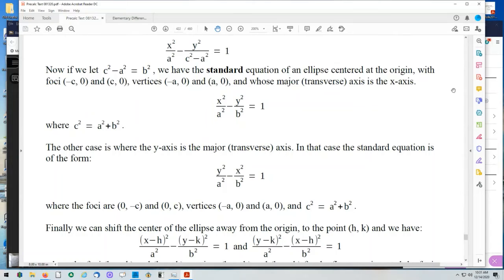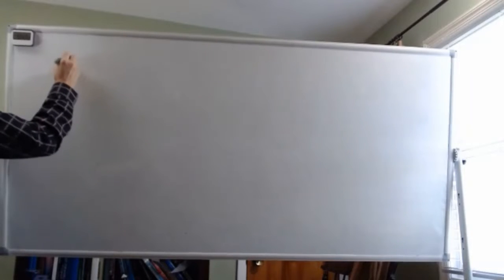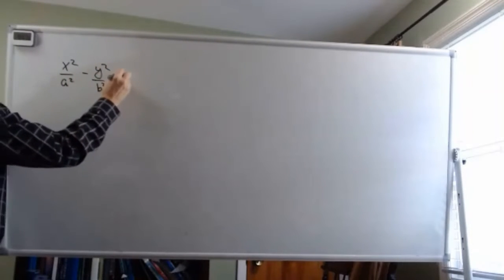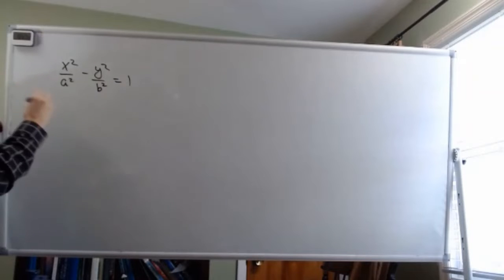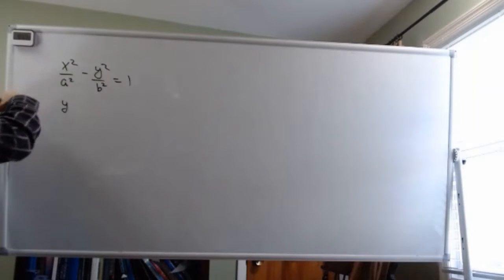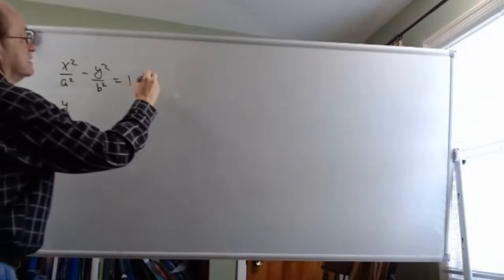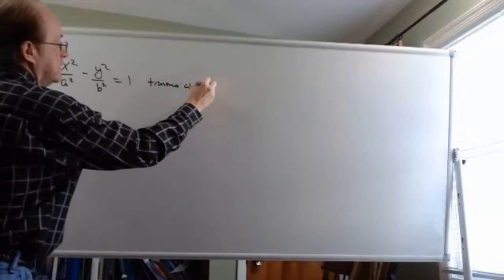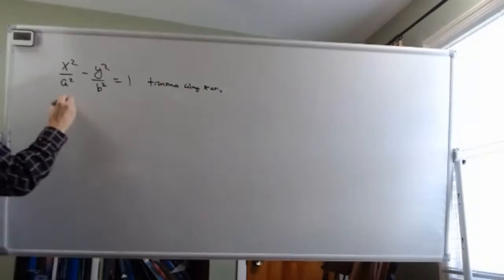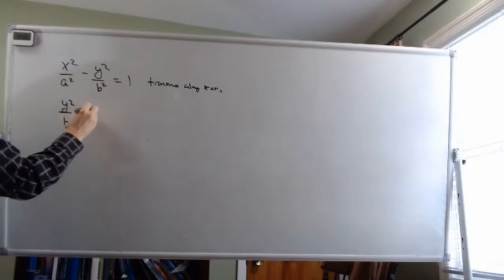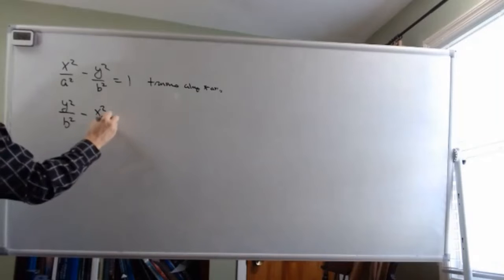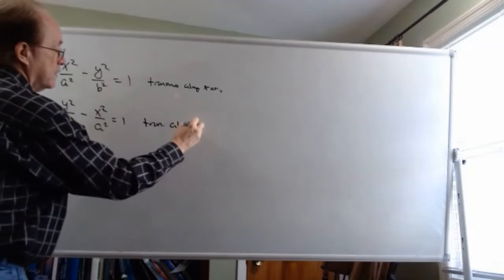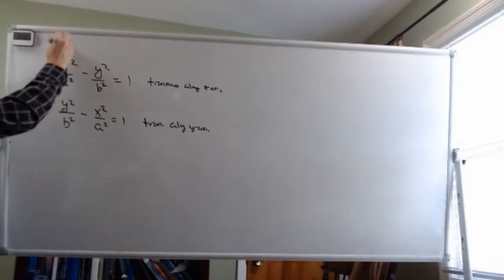It does give you an illustration of how this goes. We have x squared over a squared minus y squared over b squared equal to 1, and that was one of them, with the transverse axis along the x-axis. Or we have y squared over b squared minus x squared over a squared equal to 1, and here the transverse axis is along the y. These are the two types of hyperbolas.